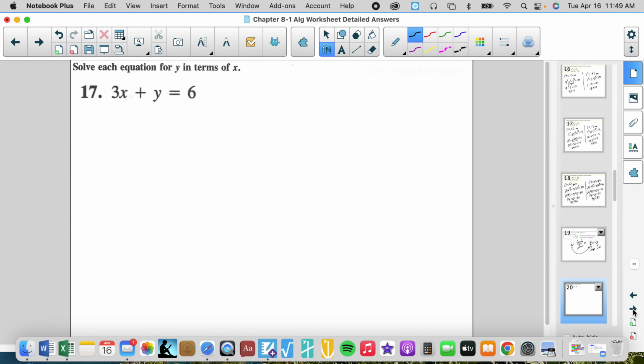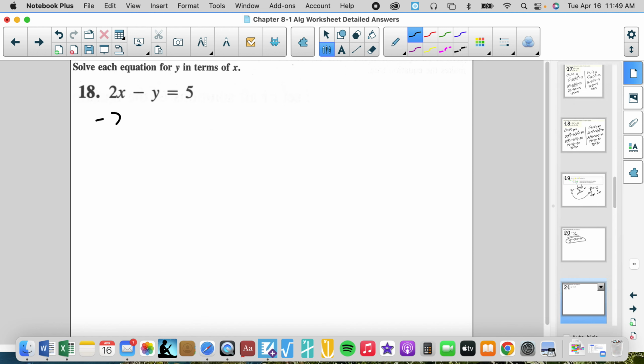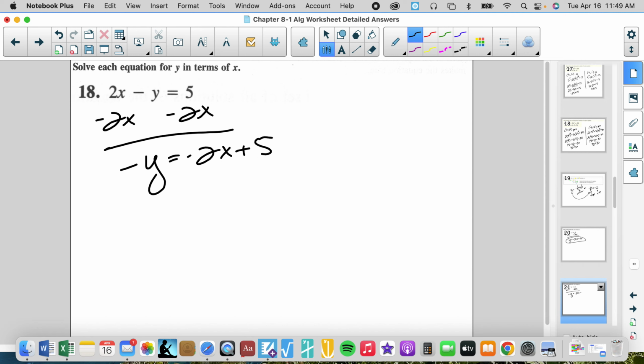But it's okay. So we're going to solve for y. We're going to subtract 3x first. We're going to write y equals negative 3x plus 6. And that's my answer. I'm always going to write my answer in standard form, variables before constants. I'm going to minus 2x. I have negative y equals negative 2x plus 5.